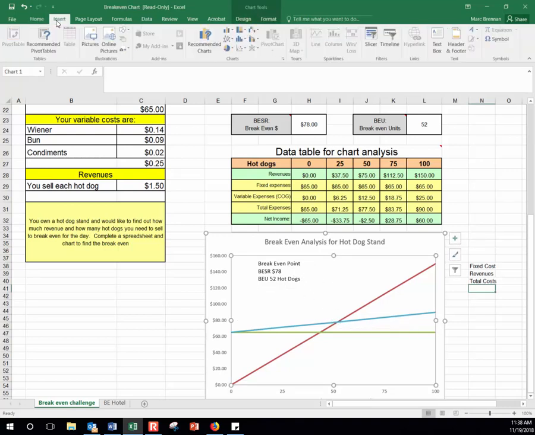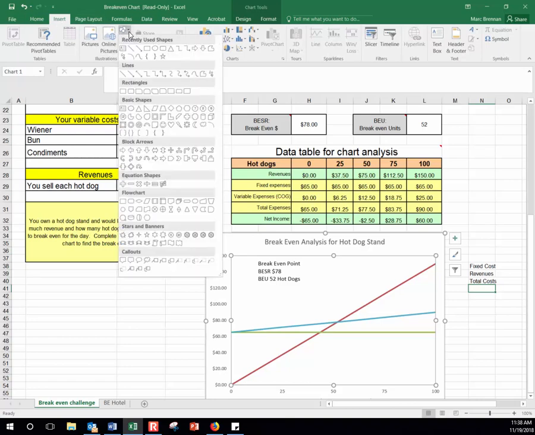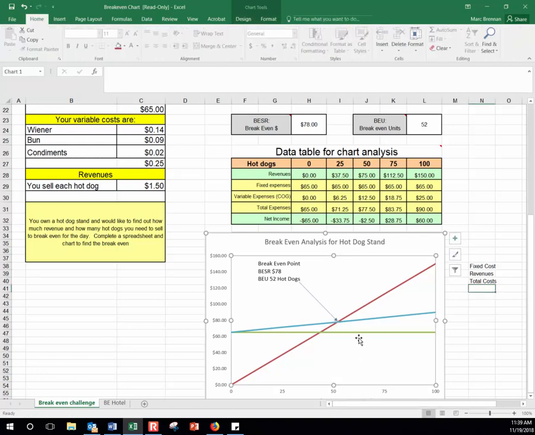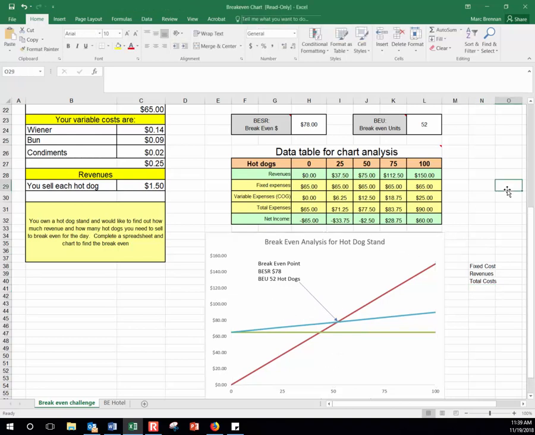So if we go to Insert, we go to our shapes, and we go to the third recently used shape, or in the lines, it's the one with the arrow. We're going to click on the arrow. We're going to start from where we've written, click and hold down, and drag to this point. And now whenever someone's looking at it, they'll know that this is the break-even point, and it's at $78 in revenue and 52 hot dogs. So that allows us to visually see where the break-even point is on a chart.